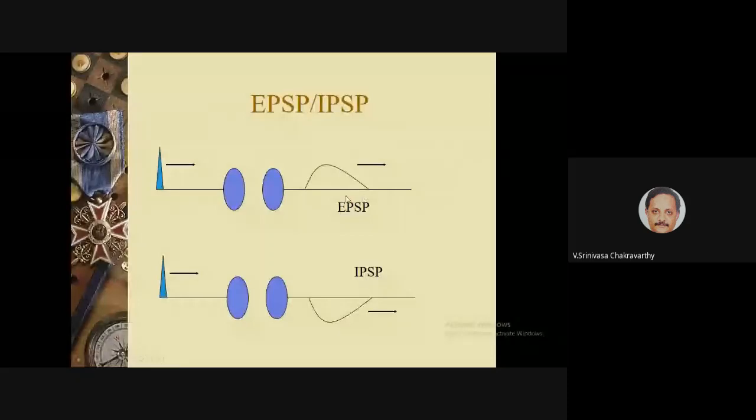Now, if it is a positive deviation, then the PSP is called an excitatory postsynaptic potential. And if it is a negative deviation, it is called an inhibitory postsynaptic potential. This difference arises because of the nature of the synapse, the nature of the chemistry that occurs inside the synapse. We'll describe that in detail later. So the synapse at which you have an EPSP on the postsynaptic side is called an excitatory synapse. And the synapse where you have an IPSP on the postsynaptic side is called an inhibitory synapse. So whether it's an IPSP or EPSP depends on whether the synapse is excitatory or inhibitory.